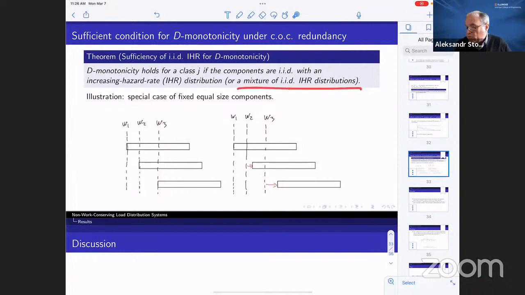It can be a mixture of those two. Okay, so here's the simple reason. Special case: suppose you have equal components, right? Deterministic component size is a special case of increasing hazard rate. So trivially, in this case, right?